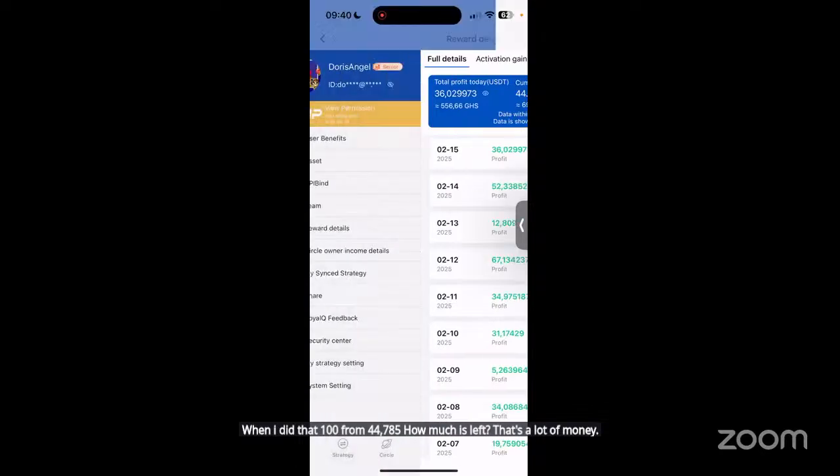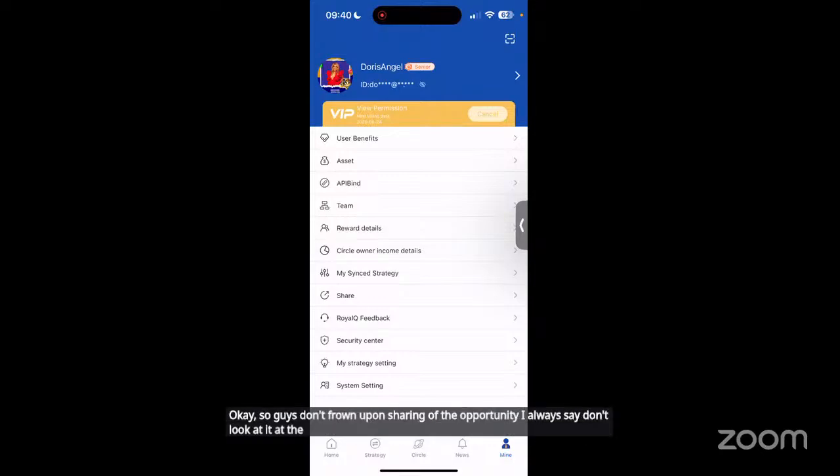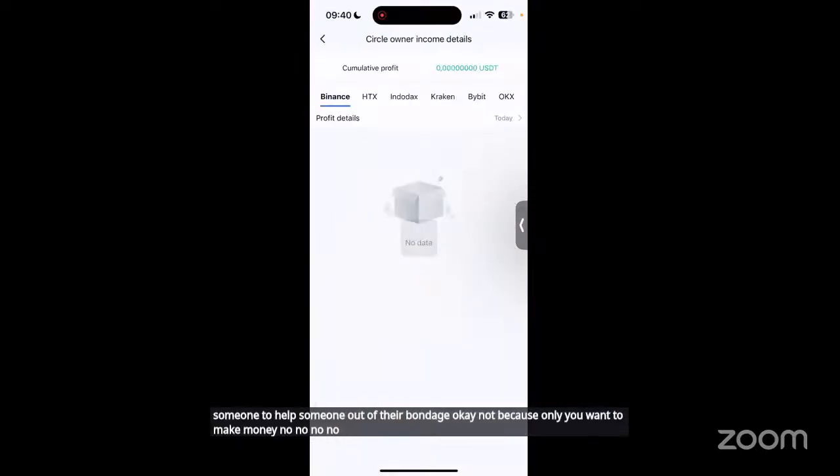Okay, so guys, don't frown upon sharing of the opportunity. I always say don't look at it from the other direction. Look at it from a different perspective, that you are sharing to save someone financially. You are sharing to actually deliver someone, to help someone out of their bondage. Not because only you want to make money. No, no, no, no.